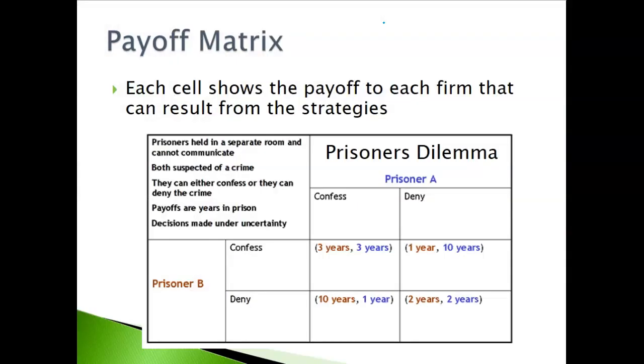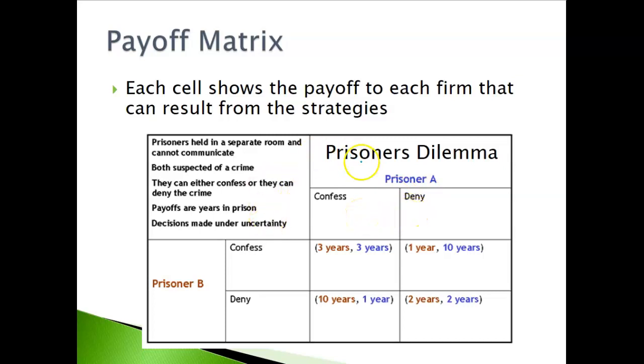So this is our typical setup: we have a payoff matrix. It's a table, not a graph, and this is the typical way you look at it for oligopolies. This is a famous one called the prisoner's dilemma. Prisoners are held in two separate rooms and cannot communicate. Both of you are suspected of a crime. You have two choices: you can either confess or you can deny.